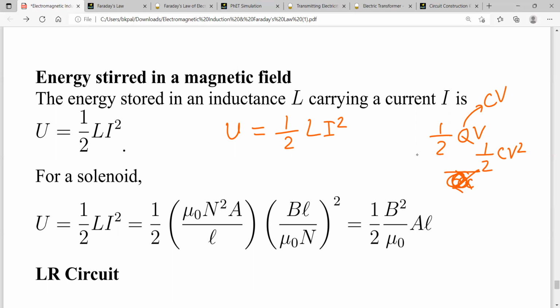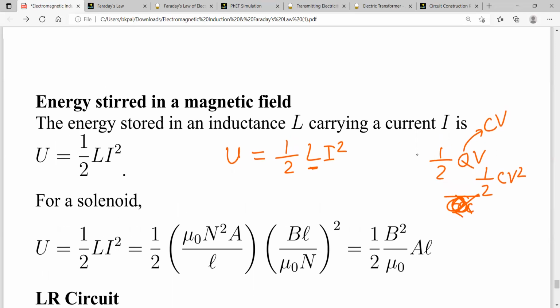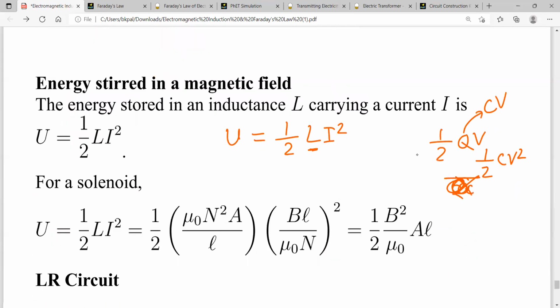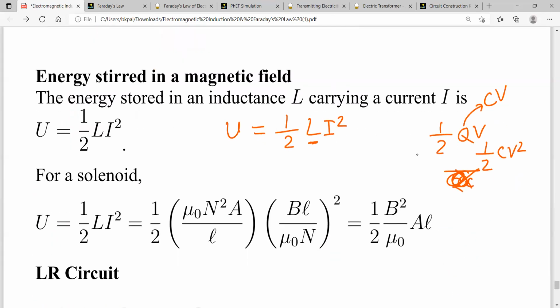So this is the equation, and for a solenoid you can replace the L that you already derived in the last slide, and you can show that for a solenoid the energy is something like this. So here we did two things. We substituted L and we also substituted I. Now the question is, how can I get I?